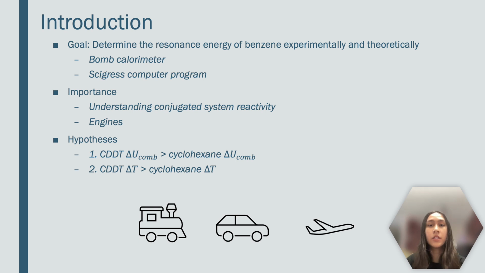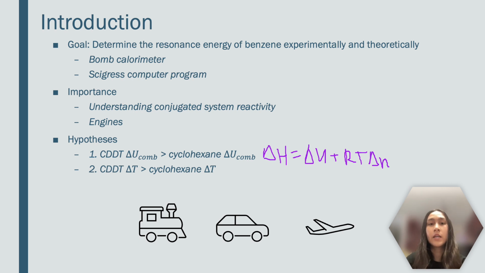The heat of combustion is related to the change of internal energy of combustion through the equation delta H equals delta U plus RT delta N, where delta N is the change in moles of gas, delta U is the change in internal energy, and delta H is the heat of combustion. Therefore, it is predicted that CDDT internal energy of combustion is larger than that of cyclohexane due to the isodesmic reaction relationship.